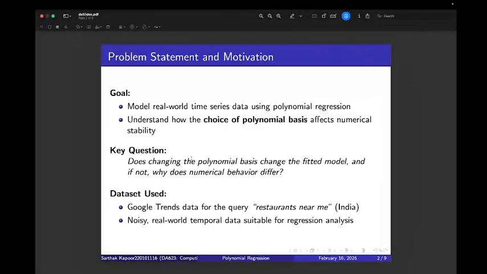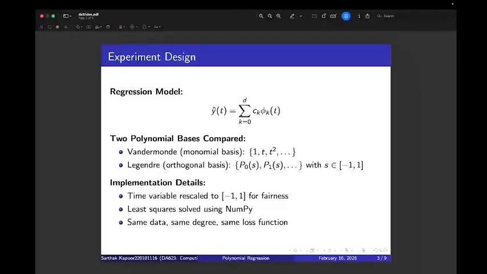Now, as mentioned in the experiment design, we have defined the estimator of y to be y hat of t, which is the sum of c_k's as the coefficients that we were talking about, multiplied by the basis. In the Vandermonde we have 1, t, t squared, and in Legendre we have P0, P1, and so on. The Legendre is an orthogonal basis, which means that the inner product of any two of these polynomials must be 0, which is not the case with Vandermonde, which causes a lot of issues with numerical stability, as we will see later on. This only holds for s from -1 to 1.